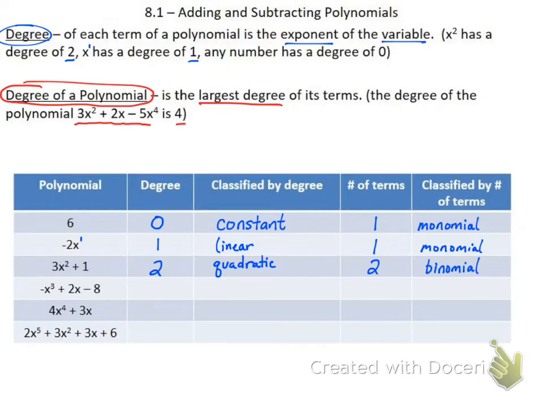The next one down, again, biggest exponent is going to be that third power. So the degree is going to be 3. It's going to be a cubic function. The number of things being added together, there are 3 different things being added together. So there are 3 terms, and that'll make this a trinomial.